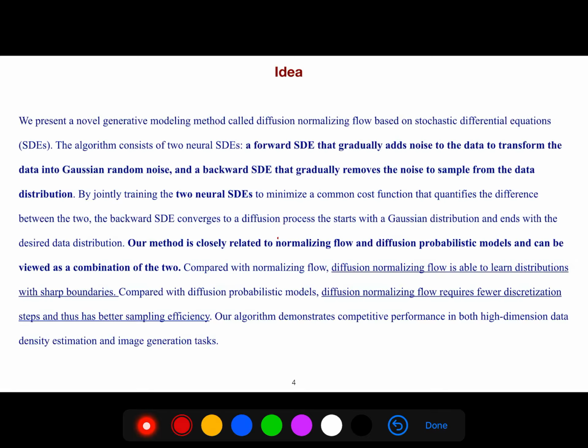The problem of normalizing flow is that the Jacobian is computationally expensive. That's why people talk about diffusion and flow matching, and even implicit neural representation. These are new paradigms rather than the old paradigm of normalizing flow.